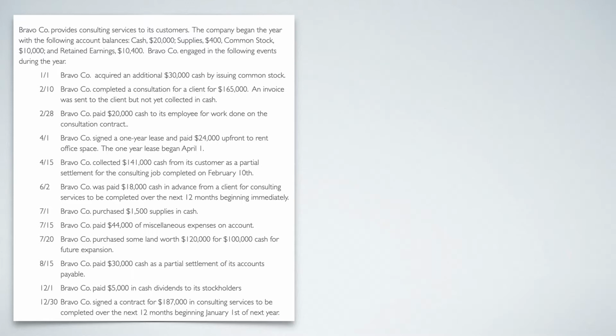In the problem, it says, Bravo Company provides consulting services to its customers. The company began the year with the following account balances. So we began the year with a cash balance of $20,000. That means we ended last year with $20,000. The ending of one year becomes the beginning of the following. We had a beginning balance of supplies of $400, a beginning balance of common stock of $10,000, and a beginning balance of retained earnings of $10,400. So again, this implies that this is not the first year of the company. We actually do have beginning balances.